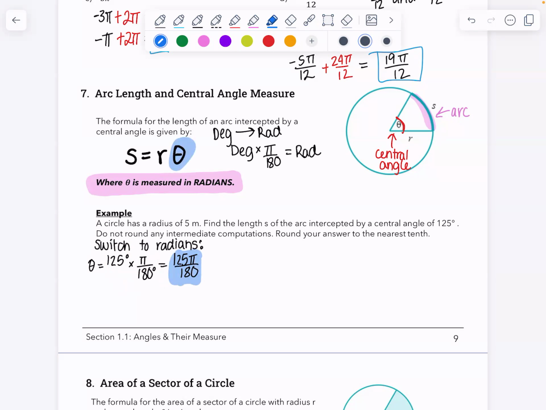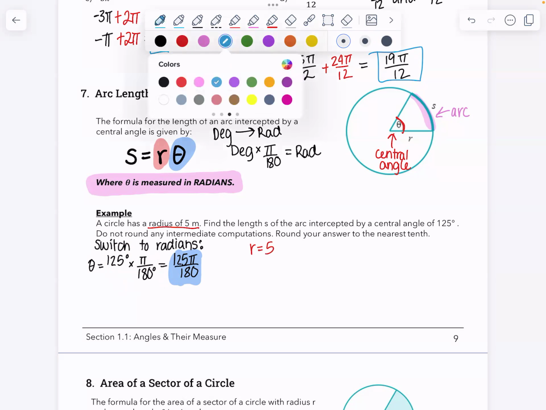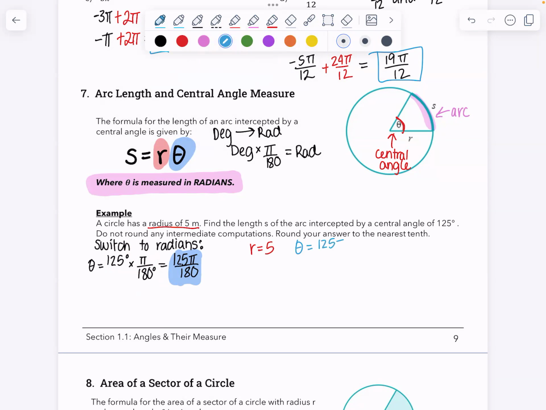All right. The last thing I need is the radius, which, hey, that was given to us. Radius of 5 meters. So R is equal to 5. Theta is equal to 125 pi over 180. So arc length, S is equal to R times theta. That's 5 times 125 pi over 180.